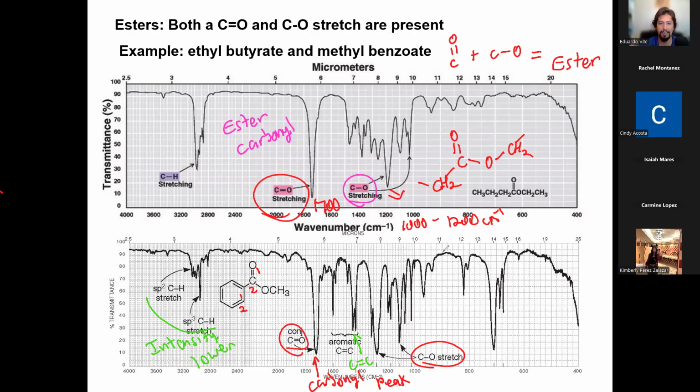Is it a carboxylic acid? Is it an ester? Is it a ketone? Is it an alkene? That is what you can answer with IR. You cannot tell me it's C7H12O5. I don't know if it is. It could be. But that information cannot be derived completely from just an IR spectra. You need more information. Okay? This is strictly for the functional groups.